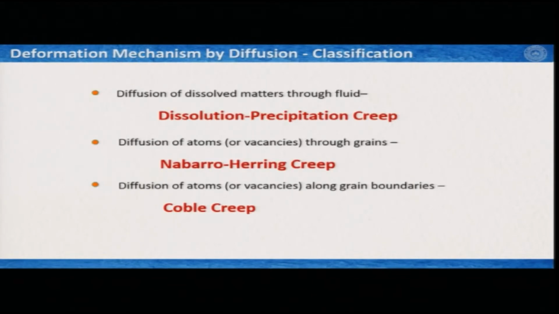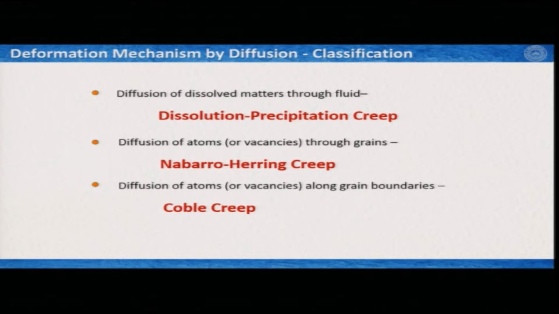So, first of all let us classify the processes, as geologists or any science always does. The diffusion creep mechanisms are generally classified in 3 different classes. The first one is diffusion-precipitation creep or DPC. This is diffusion of dissolved matter through fluid. When that happens, it is dissolution-precipitation creep.